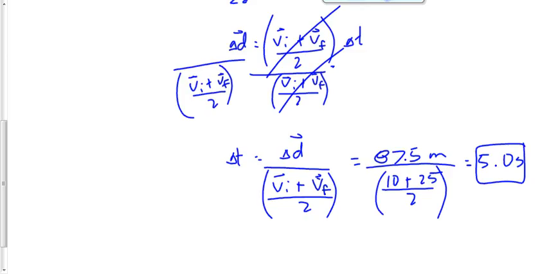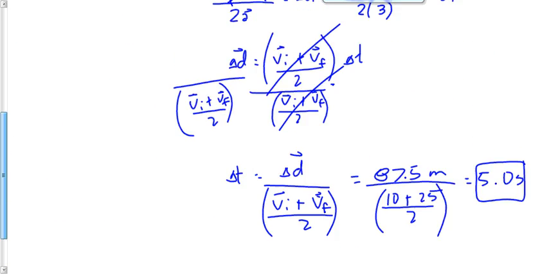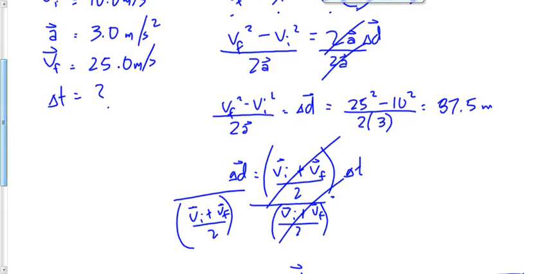Now look at all the work I did. It's correct, but boy, it's a lot of work. Anybody have another idea for solving this? It might have been quicker, Emily? Yeah, I would have went A is equal to delta V over delta T.